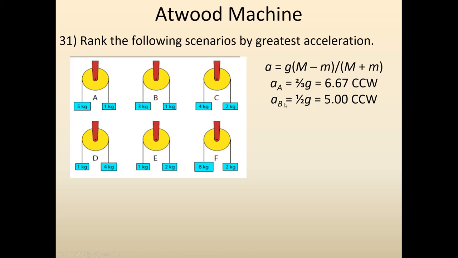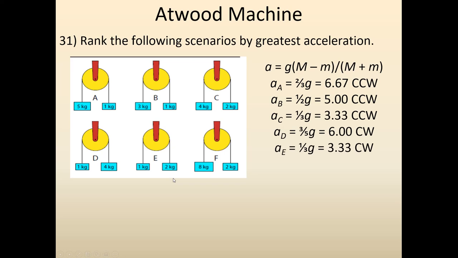So B ends up being half g, or 5 meters per second squared counterclockwise. This one's going to be 1/3, or 3.33. D, because it's actually the right one that's heavier, ends up being 6 clockwise. E and F. So these are all the accelerations.